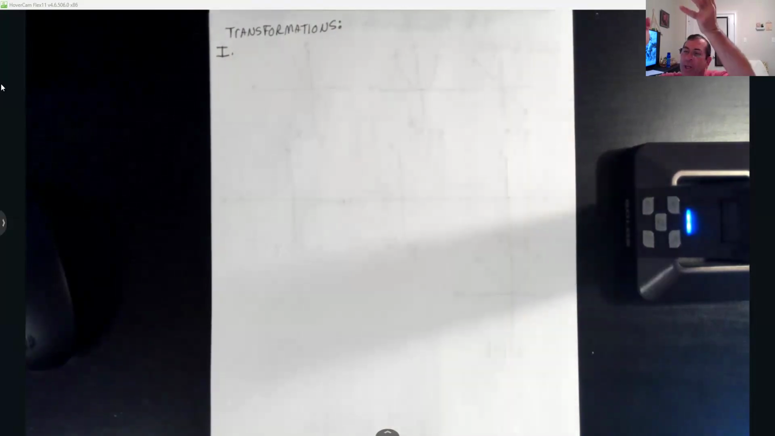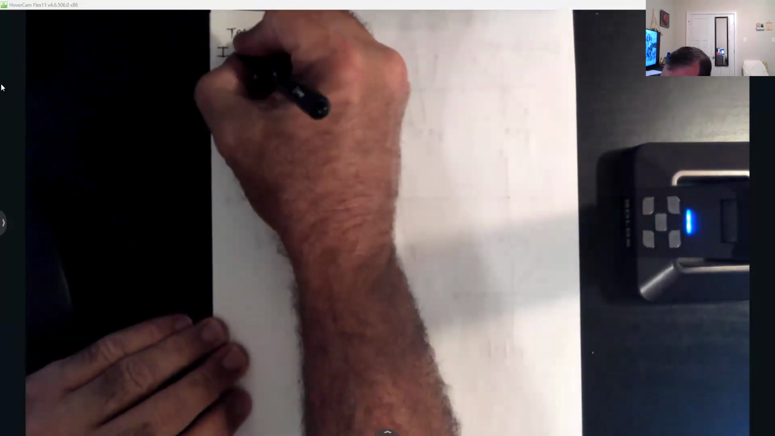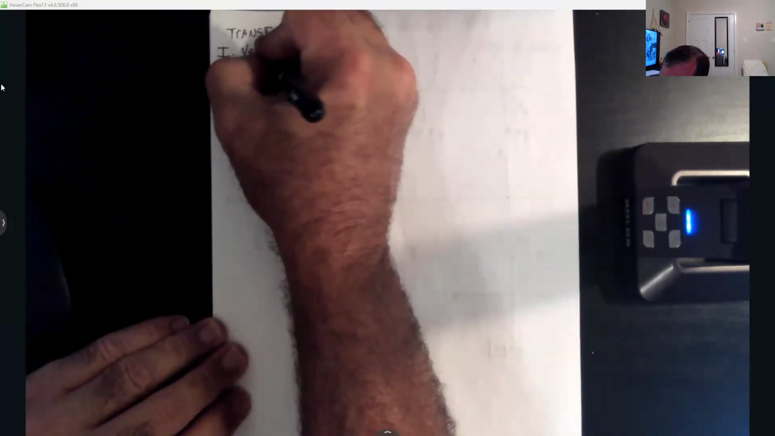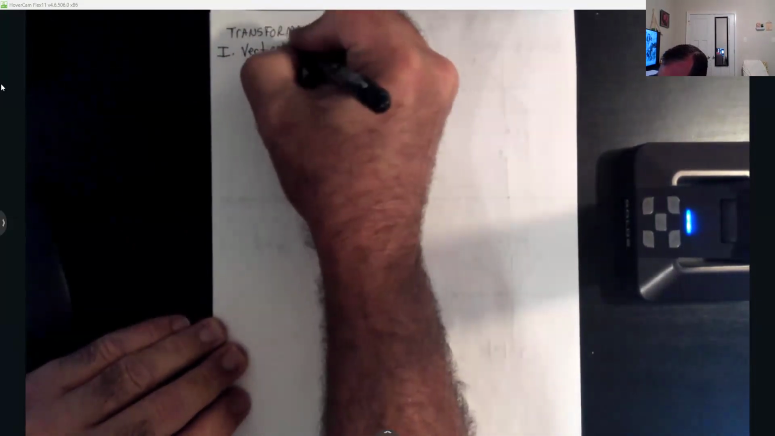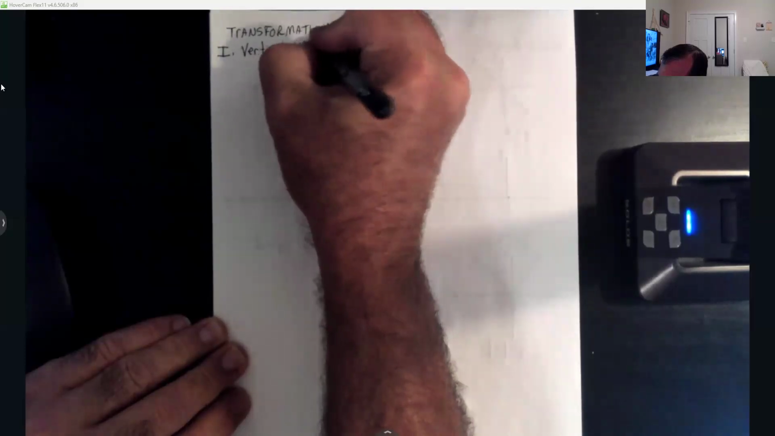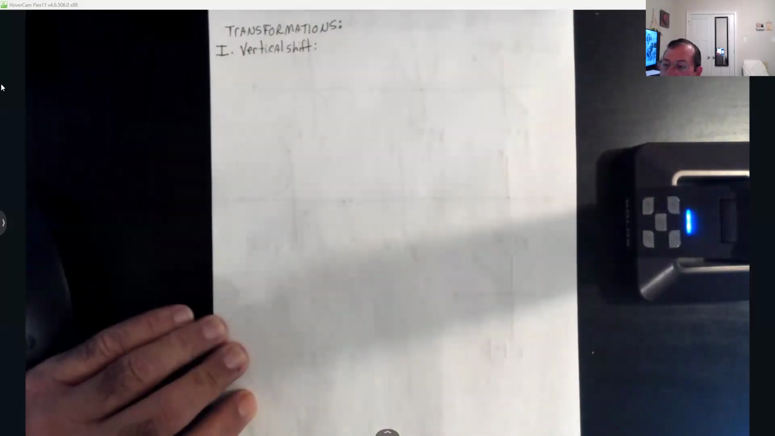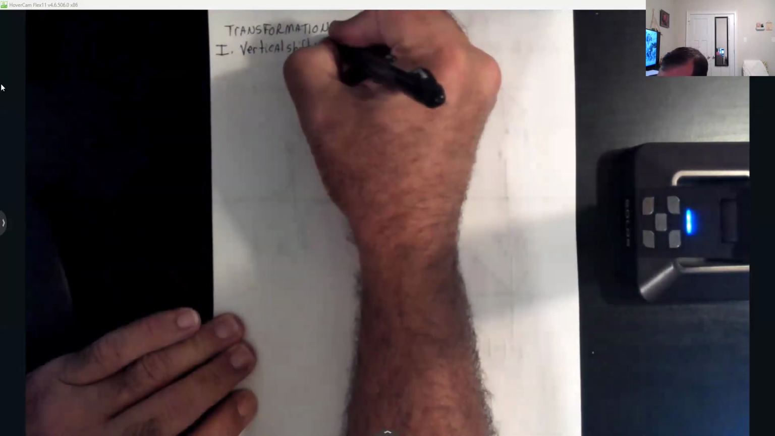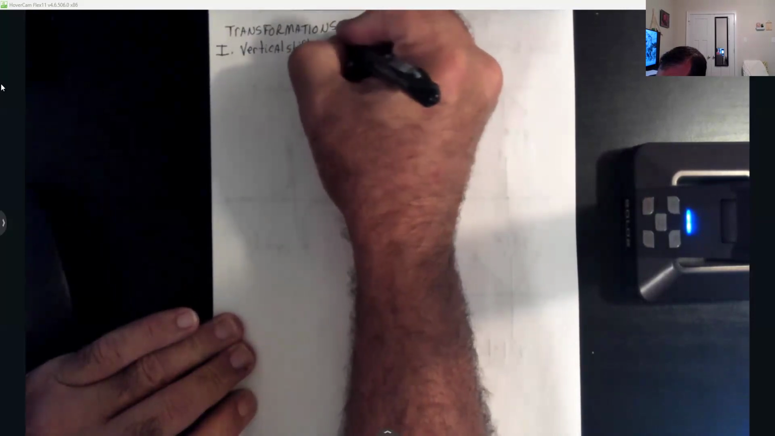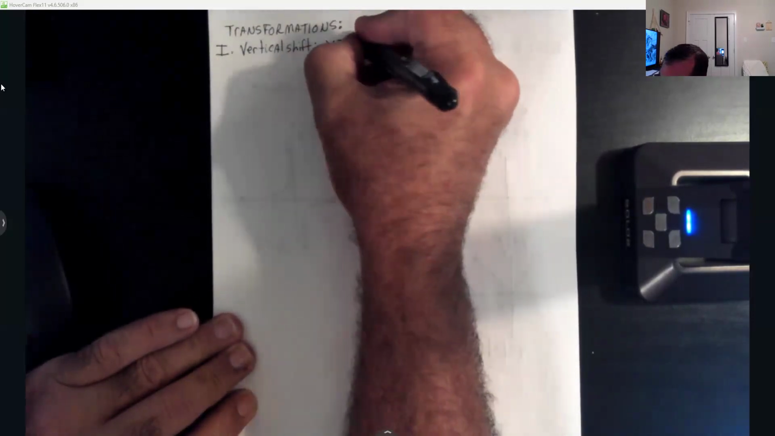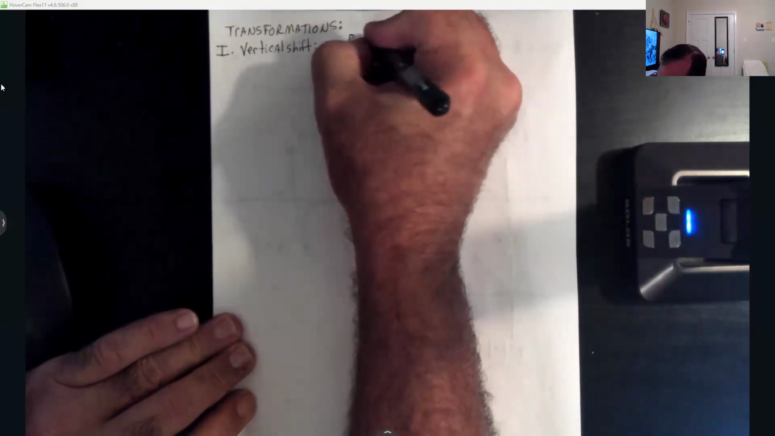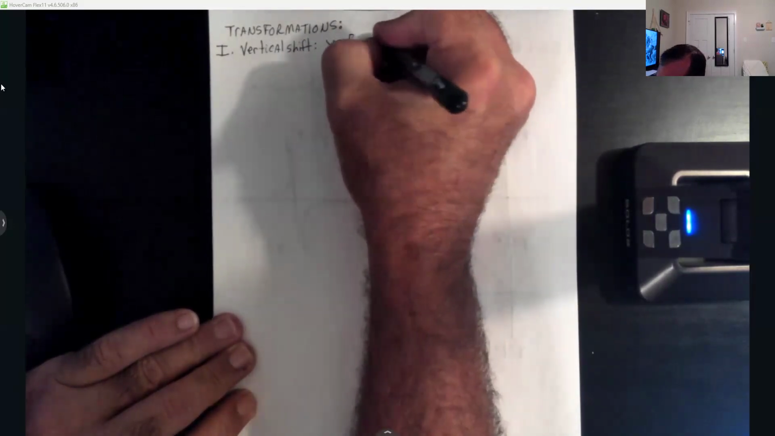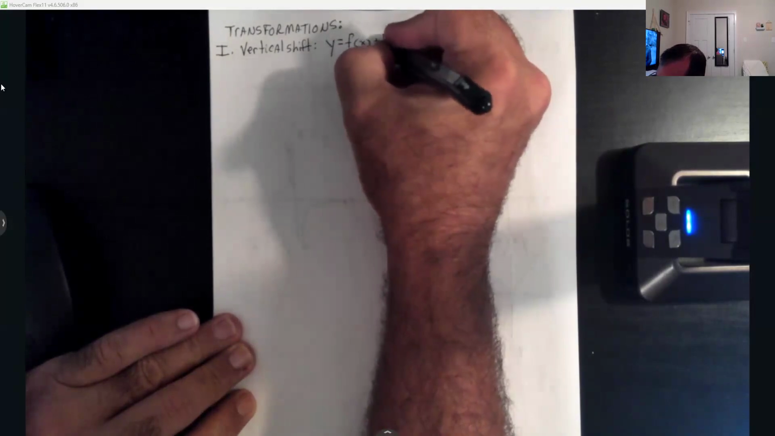So y'all, the first thing we're going to do is a vertical shift. So vertical shift is up or down. To move one of those basic graphs up, we've got to have something in this form: y equals f of x plus b.